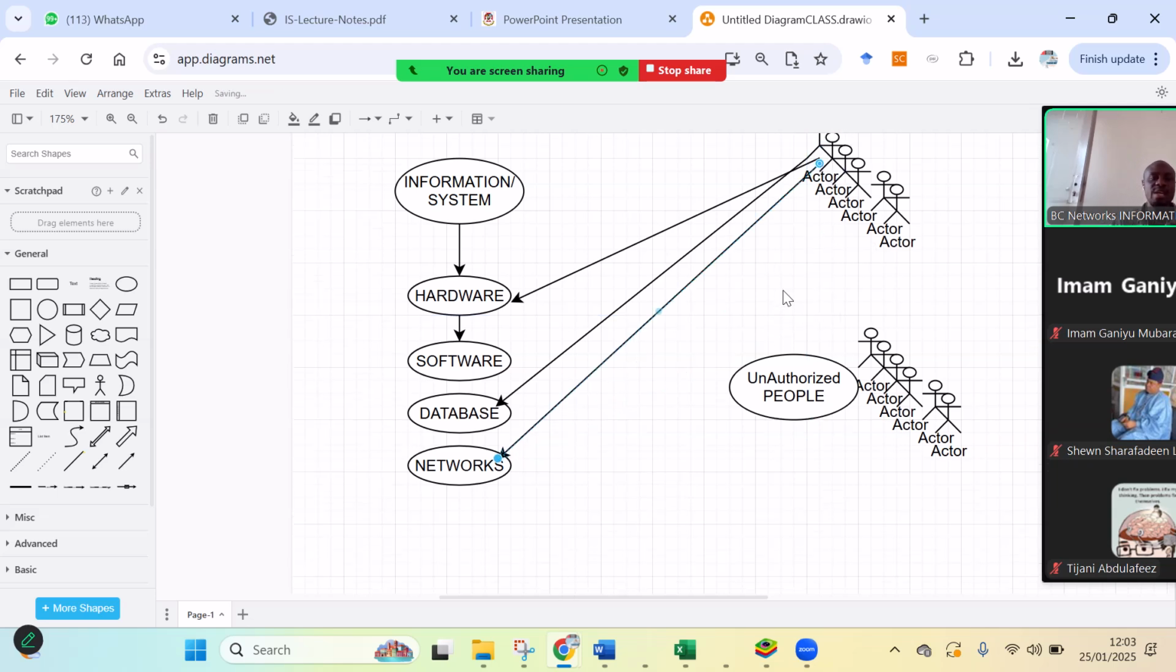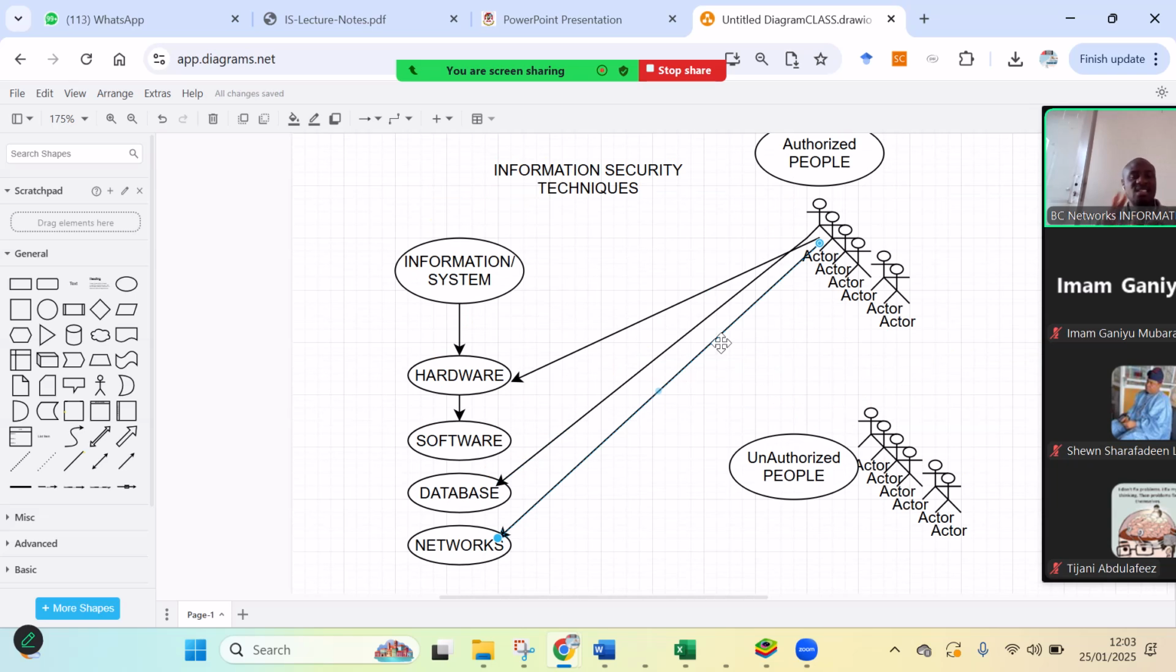So the same way these authorized people access these information system resources is the same way these unauthorized people can access the information system as well, if proper security measures are not in place. Are you getting that? And by default, we have information systems as blind systems.